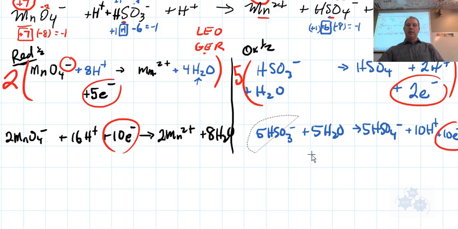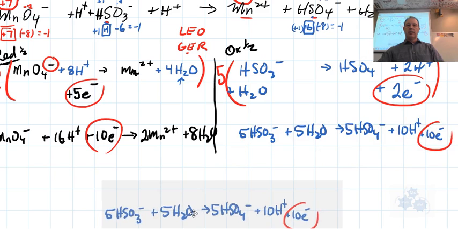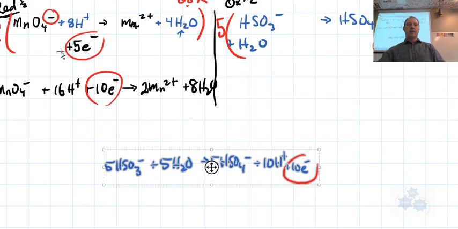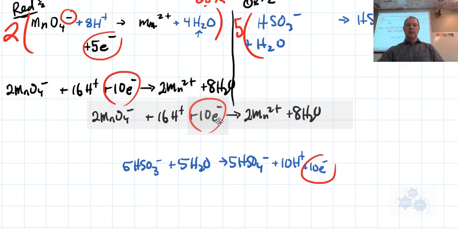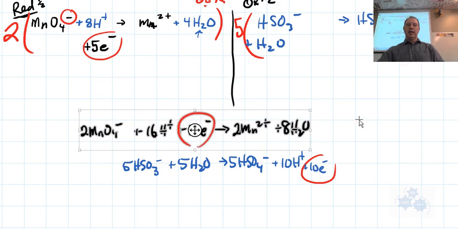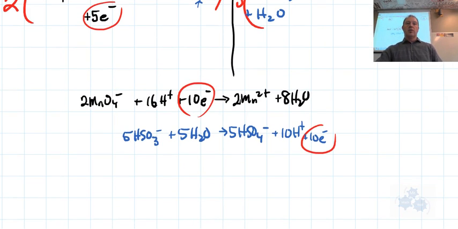So I'm going to take this and move it down here, and line up the arrows a little bit. That's the way I like to do it. Right away I see the 10 electrons cancel out with the 10 electrons on the other side. We do not want electrons showing up in our final redox balanced equation. We've done something wrong if that's the case.